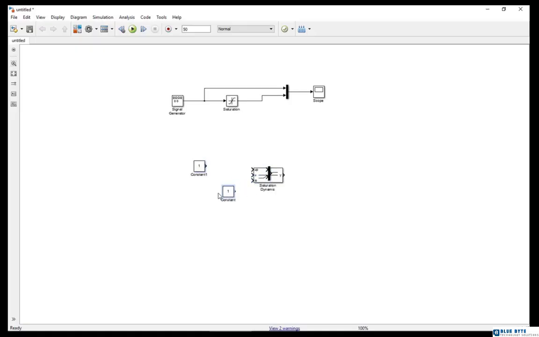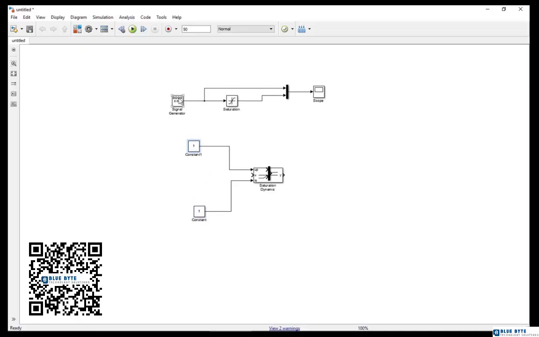The saturation block first input is upper limit and the second input is for lower limit, and the middle block is for signal which I want to use in saturation. I use the signal that I used in previous model. I don't change the signal generator values to compare these signals.